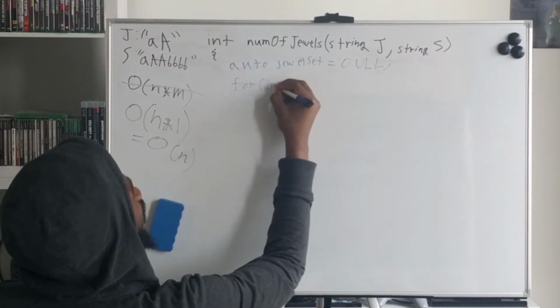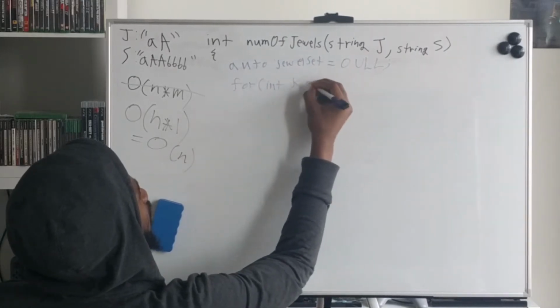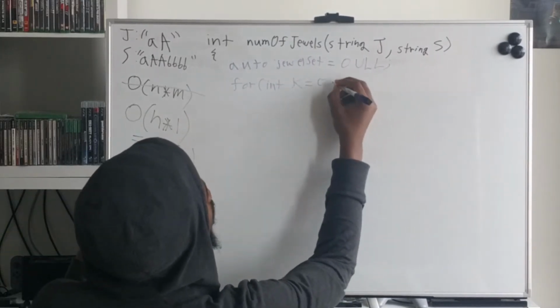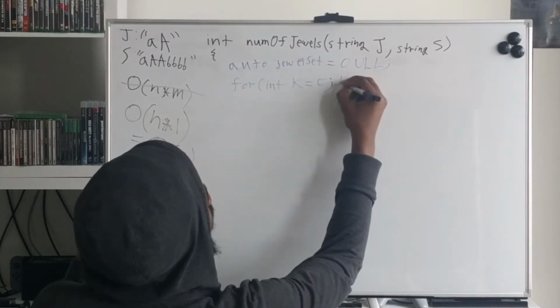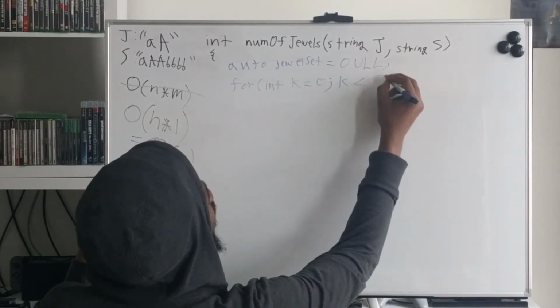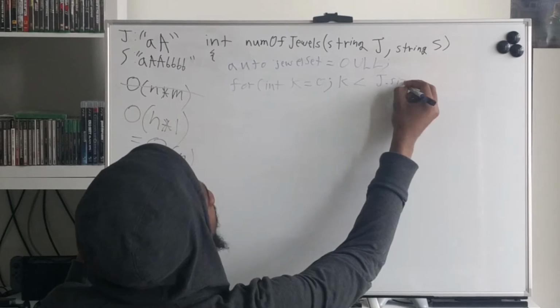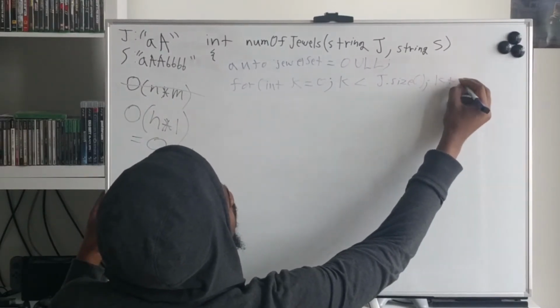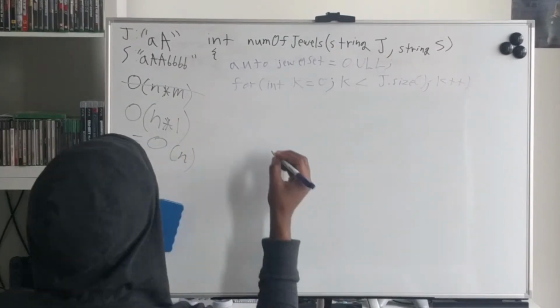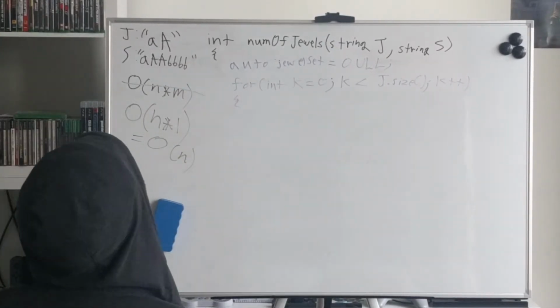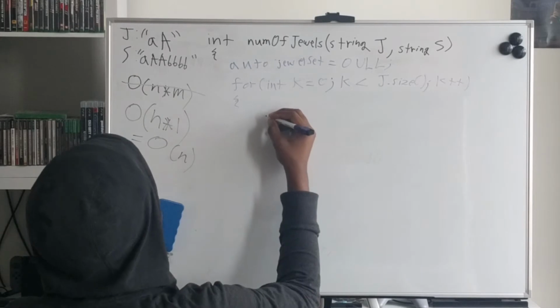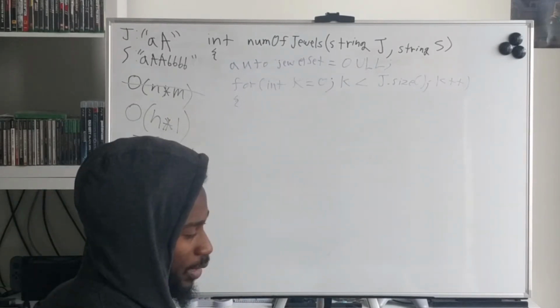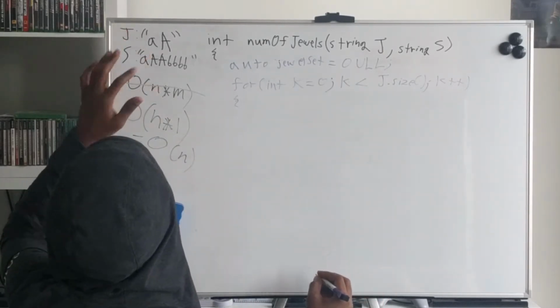So for int k equals 0, while k is less than j dot size, k plus plus. Right? Now, we are going to get the bit position of this letter.